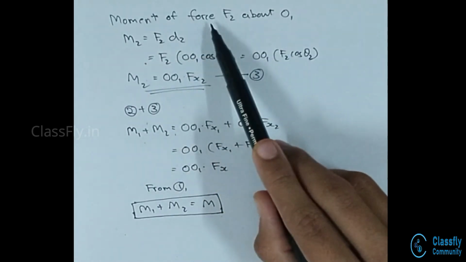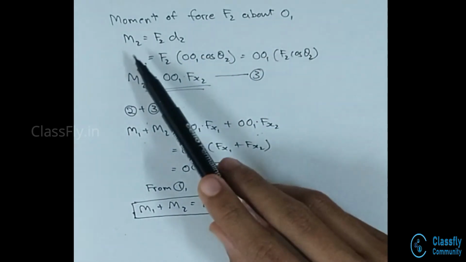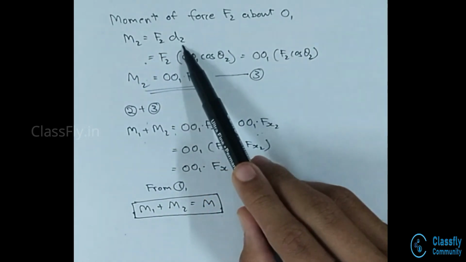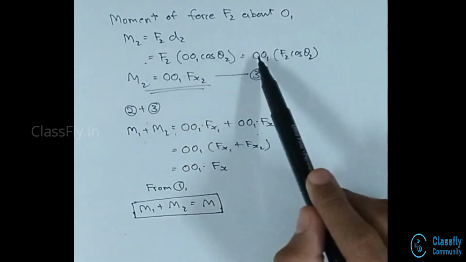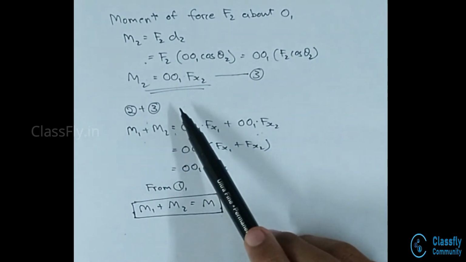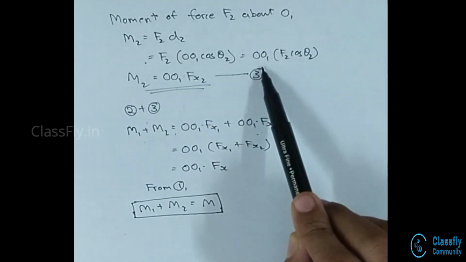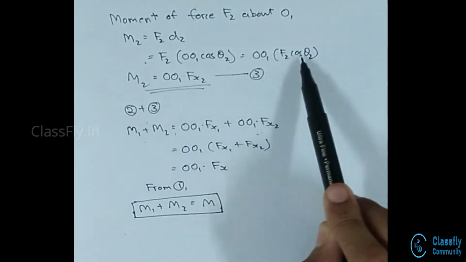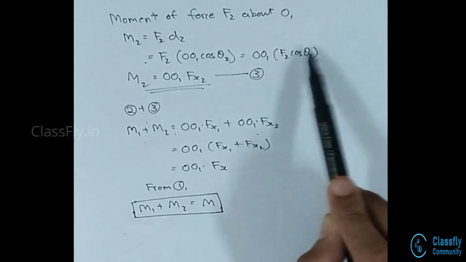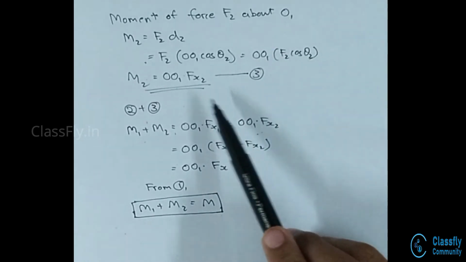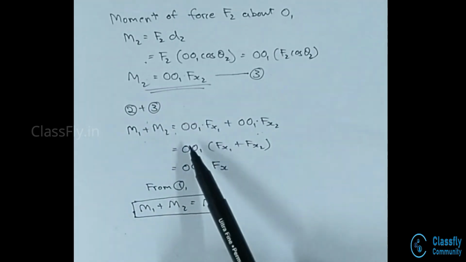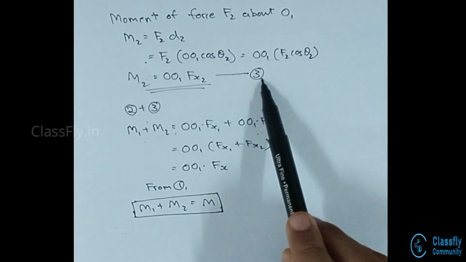Similarly, the moment of force F2 about O is given as M2 is equal to the magnitude F2 into the perpendicular distance d2. From the triangle, we can write d2 as OO1 cos θ2. Hence, the moment is given as OO1 into F2 cos θ2. Now, this is the horizontal component of the force F2. Hence, this is written as M2 is equal to OO1 into Fx2. Let this be equation number 3.